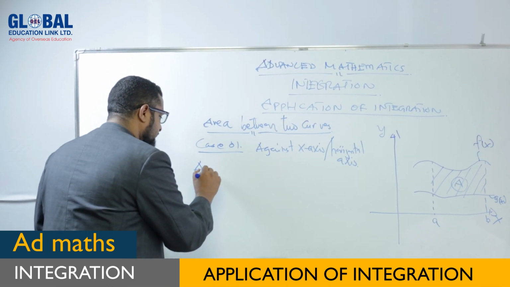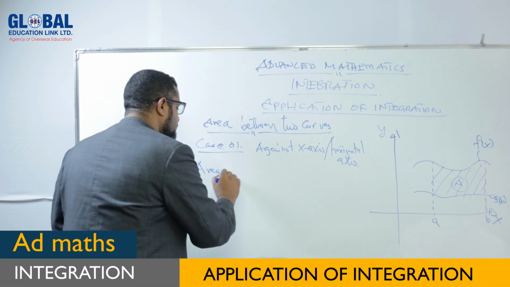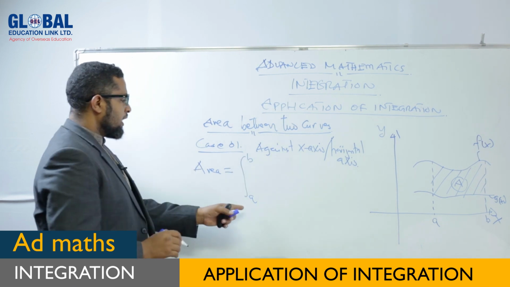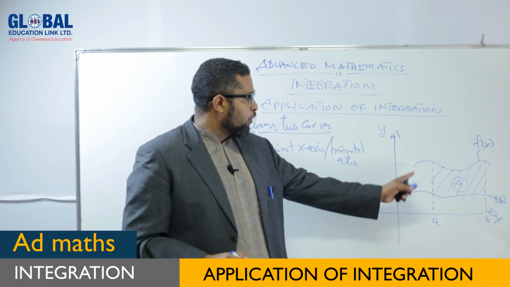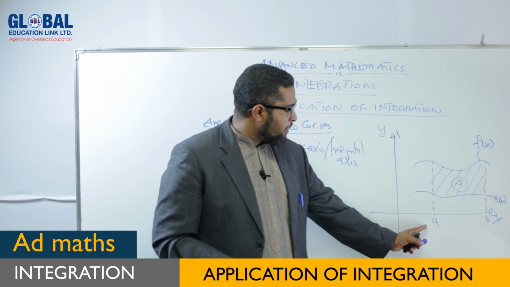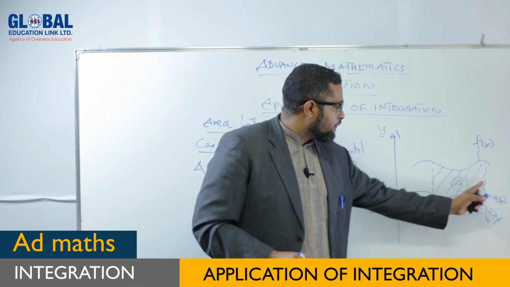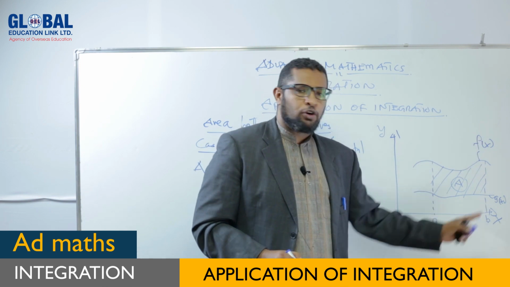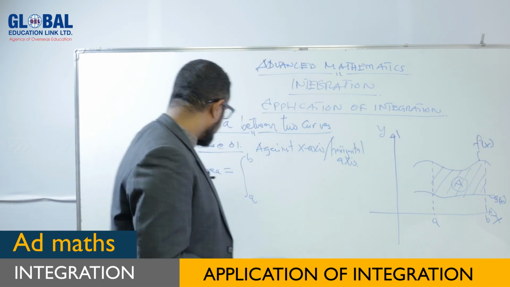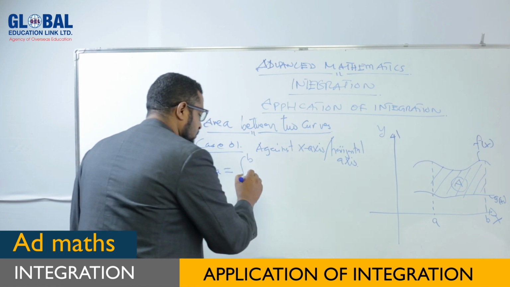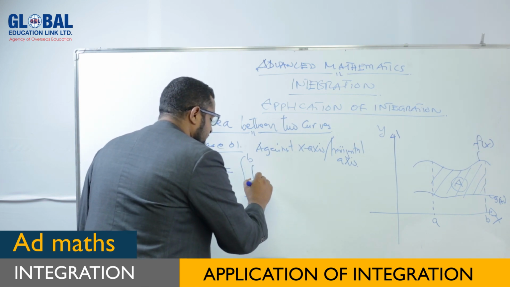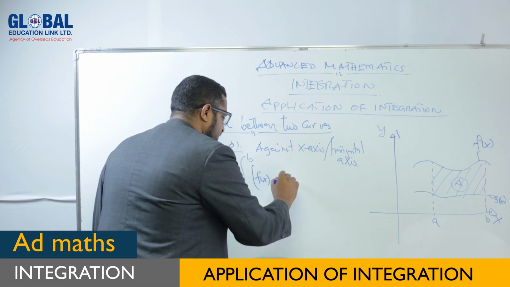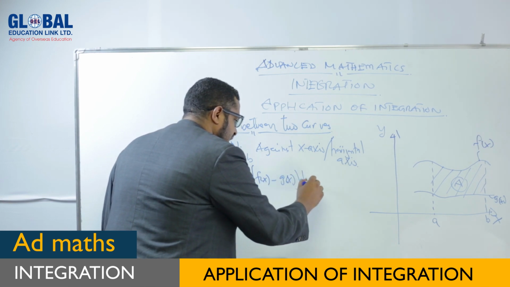Now, area will be obtained by using the following formula. From A to B, these are the limits. If you look at our graph here, we have from A up to B. We are looking for this area in between the two curves, f of x and g of x. Now the formula is this one. We normally say the integral of f of x minus g of x, then dx.